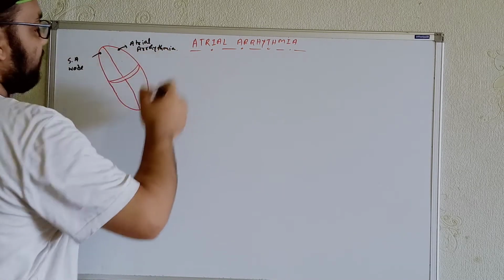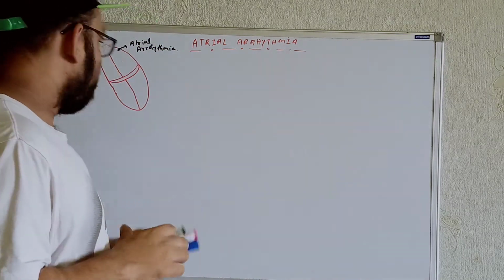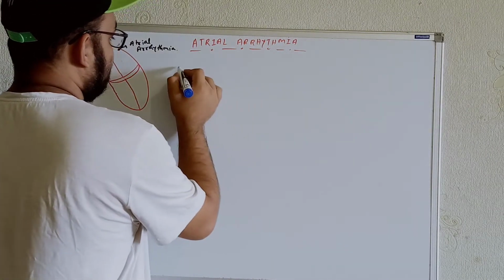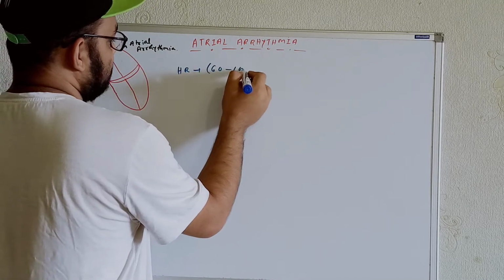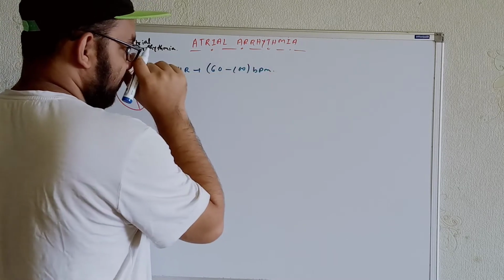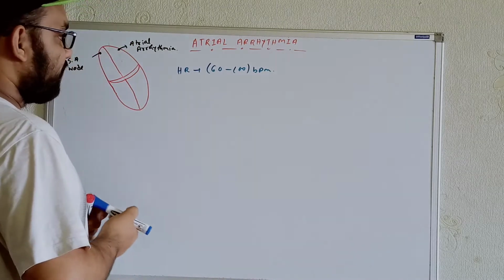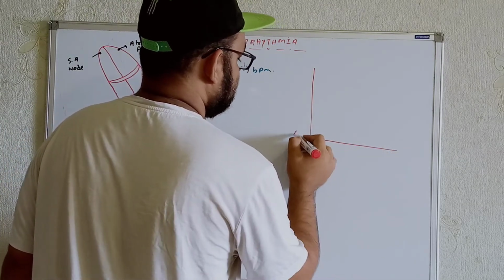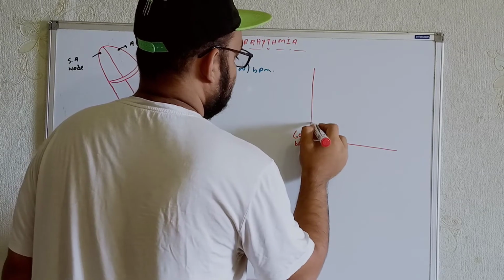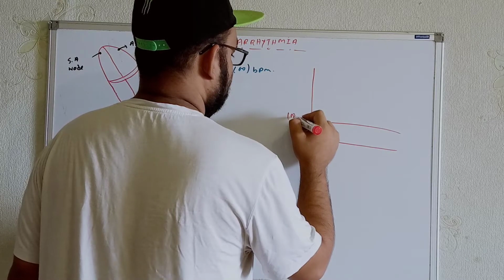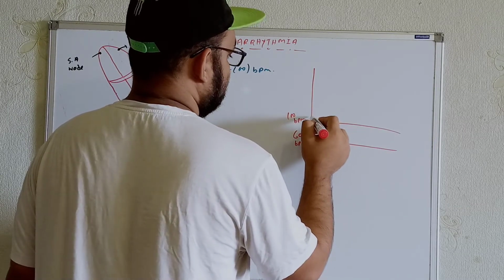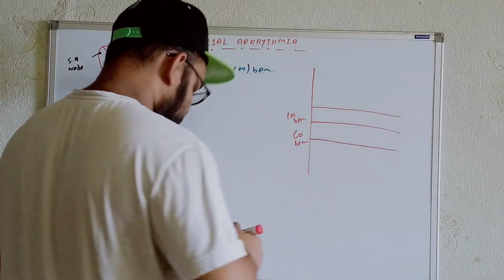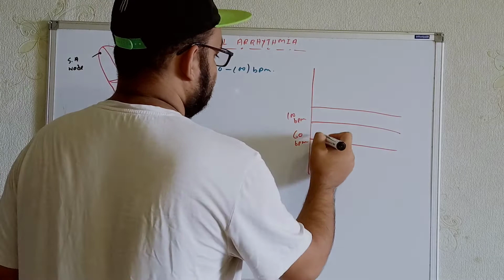Now see, when you talk about the term arrhythmia, we are definitely talking about the heart rate, as I already said in the first video. For example, if I classify the normal heart rate, how much is it? The normal heart rate is around 60 to 100 beats per minute. Let's draw it over here: this is 60 beats per minute and this is around 100 beats per minute. From 60 to 100, this is the normal.